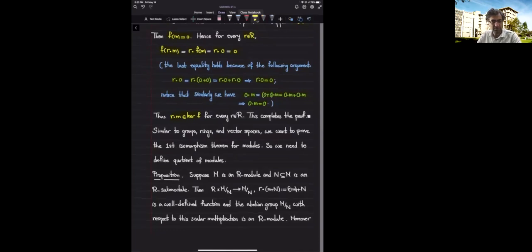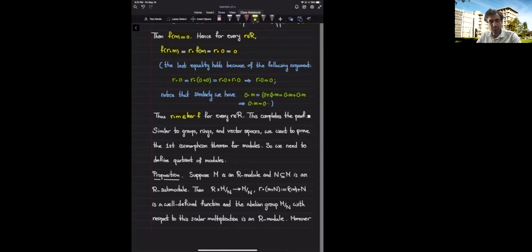Okay, so this shows image and kernel, both of them are submodules. Whenever we say the word image and kernel, it should remind you of the first isomorphism theorem. We have proved the first isomorphism theorem. You've seen it for groups. We have proved it for rings. And we've seen the importance of the first isomorphism theorem in those settings.